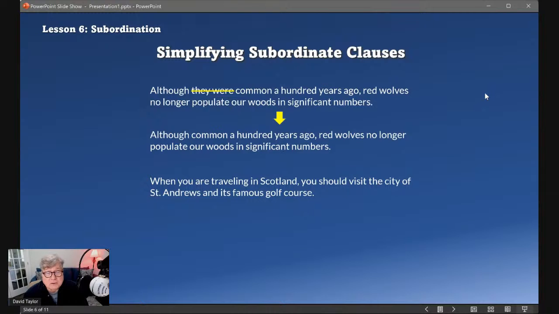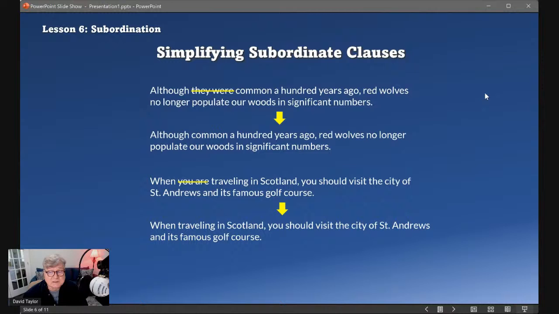Now, let's look at another example. When you are traveling in Scotland, you should visit. You notice right away it's a pronoun followed by a be verb, so you can probably delete it. Let's see. When traveling in Scotland, you should visit the city of St. Andrews. You see how that puts the emphasis not on the you doing the traveling, but on what you should do when you're in Scotland. You should visit the city of St. Andrews. So we get rid of the repetition, and in getting rid of the repetition, we also tighten the focus on the thing that we want to focus on, what you should do in Scotland.